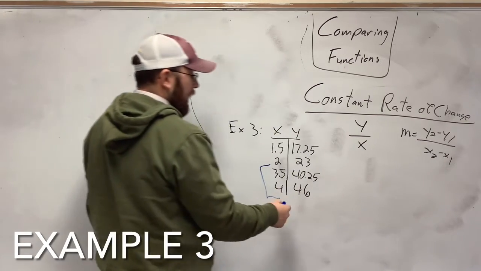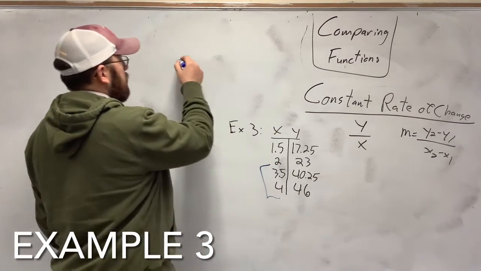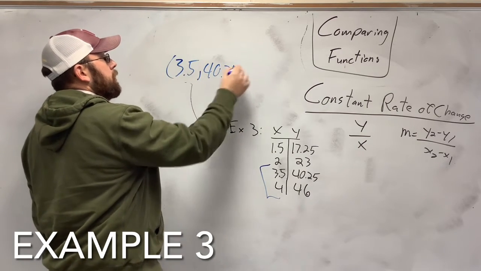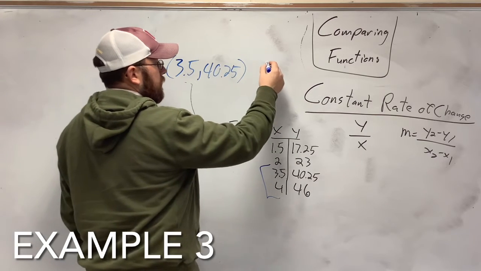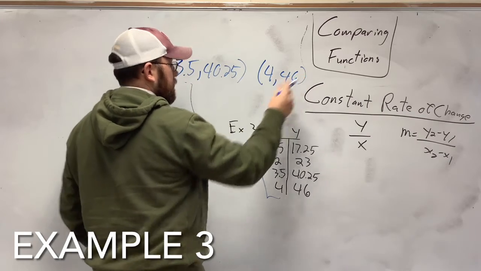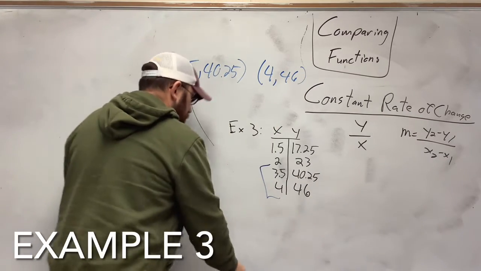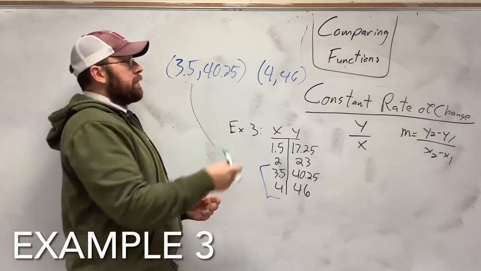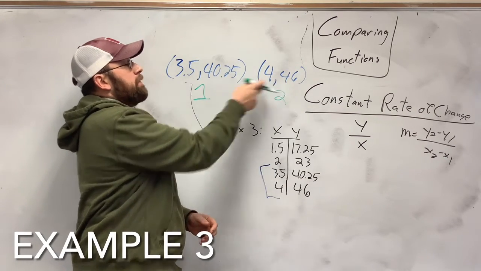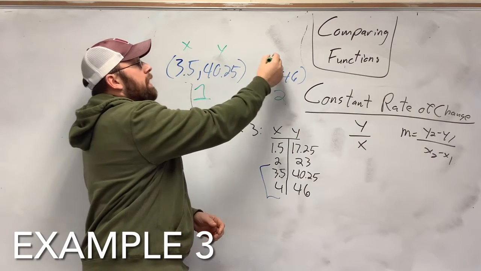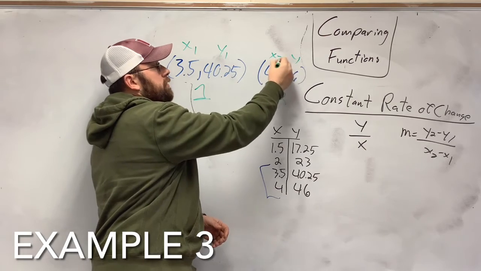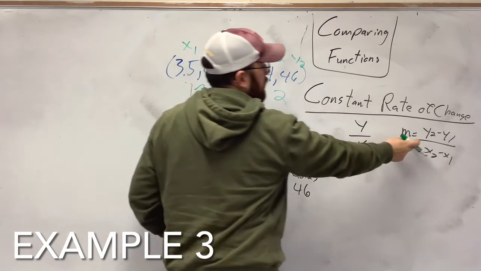So I rewrite them out as points. So 3.5, 40.25. Don't worry about the decimals. It'll come out all pretty for you. And then 4 and 46. The trick here is to make sure you label it right and put it in right. Call this my first one, call this my second one. Doesn't matter, just as long as I do my x, y's right. So these are my 1s, these are my 2s. And then I plug them into this formula right here.